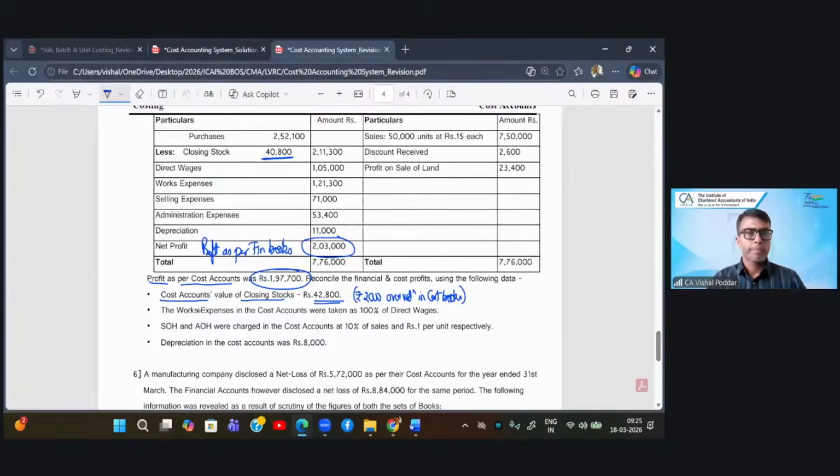Then comes the second part. What is the second part? The work expense, that is the factory overheads, in your costing books is 100% of wages. Now, how much will be 100% of wages? Wages is 1,05,000.